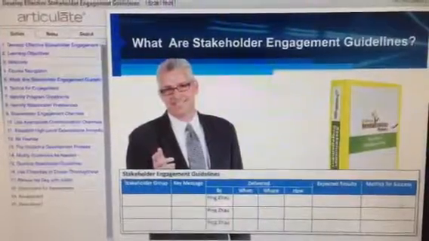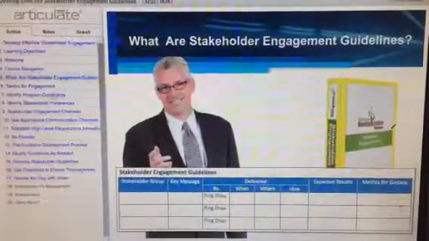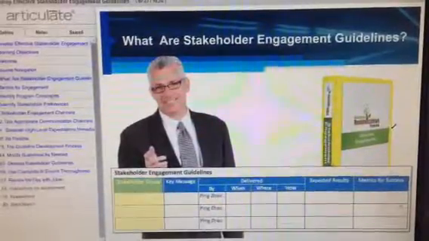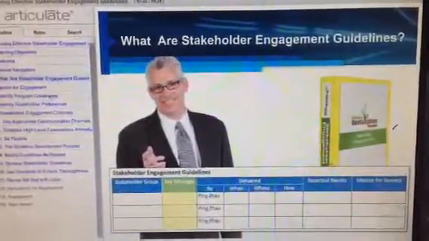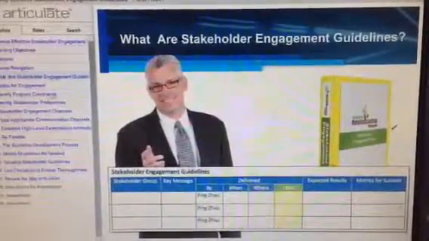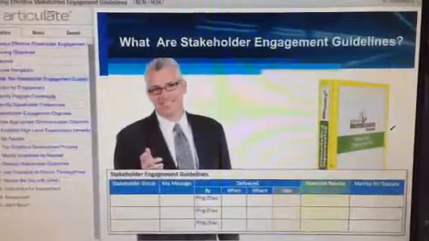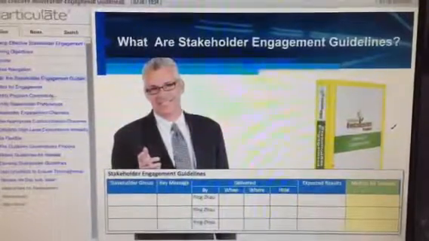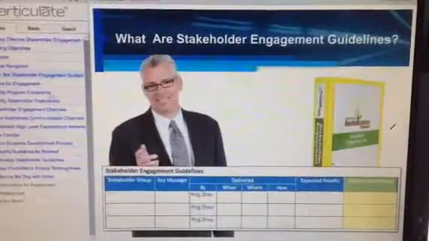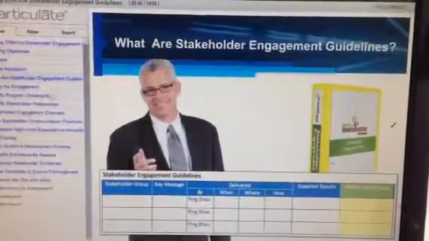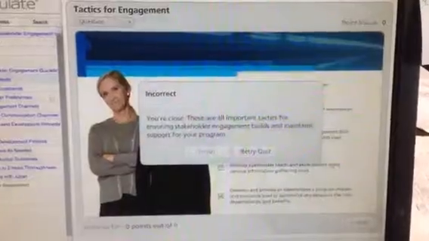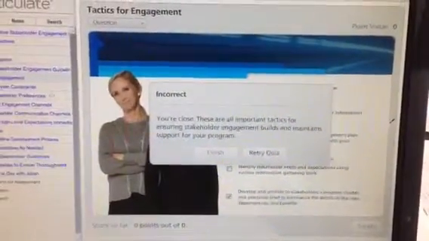Stakeholder guidelines describe how exactly your program's stakeholders will be engaged. They should include a list of the stakeholder groups you wish to engage, key messages to be delivered, when, where, and how a message will be delivered, and the results you expect to achieve with each engagement. These results should tie back to the engagement plan's metrics for determining overall successful program stakeholder engagement. Before you join Ping and Roy, take this quick assessment on tactics for stakeholder engagement.